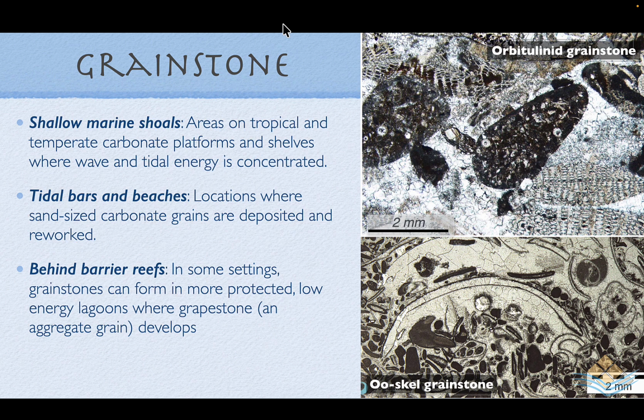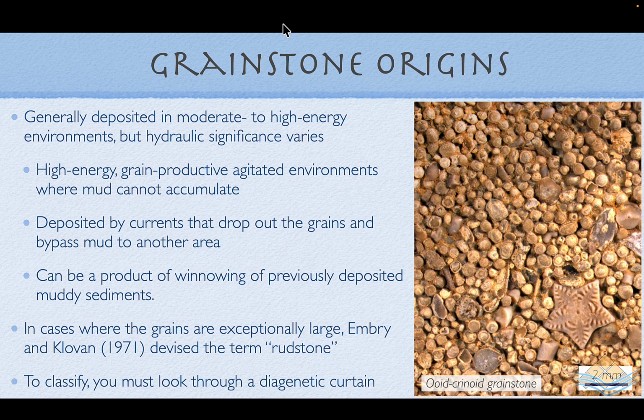Grainstones tend to form in higher energy environments, for example on shallow marine shoals, on tropical and temperate carbonate platforms and shelves, where the sediment is being worked or reworked by wave and tidal energy. They can also form in tidal bars and beaches. They can also form grainstone shoals behind reefs. In that type of situation, the grainstones form in the more protected low-energy lagoons. We can also have aggregated peloids called grapestones developing in that back reef environment. In general, we're talking about moderate to high energy environments, but the hydraulic significance will vary. It will also vary according to the level of biocohesion, as we'll talk about a little later.